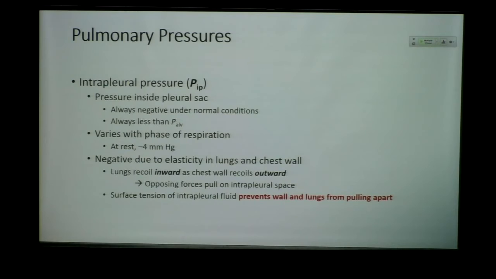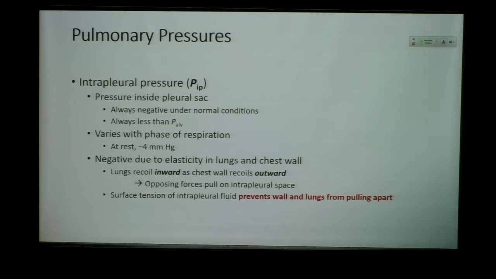Now the negative nature of the intrapleural pressure is what creates the distension of the lungs. It's also what keeps the lungs and the chest wall really closely adhered to each other. So typically the lungs have this natural tendency to want to recoil. Think about a balloon that hasn't been inflated. It wants to just deflate on itself. And that's what the lungs want to do naturally. The chest wall, on the other hand, wants to do the opposite. Think about a spring, right? One of the springs that comes in your pens, and it wants to be expanded, right?